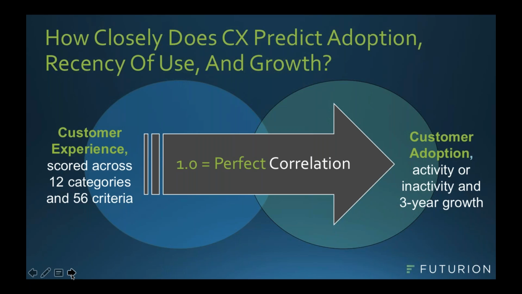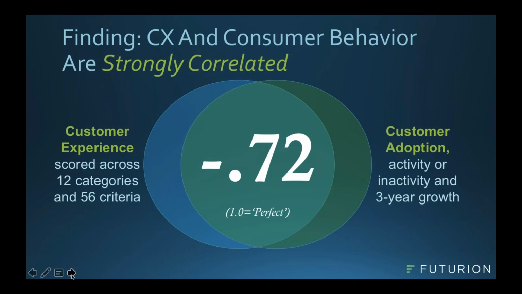And if you can get to a 0.2 or 0.3, that's a pretty good correlation. It means there's some good movement, some good ROI, if you will, to move you toward your goal, which is higher adoption. And here's the finding that we came up with that we were just delighted to see: 0.72.